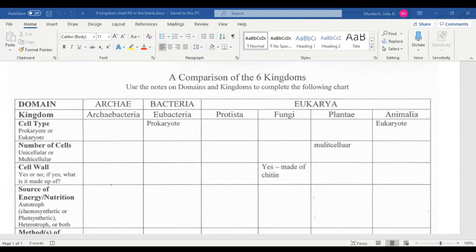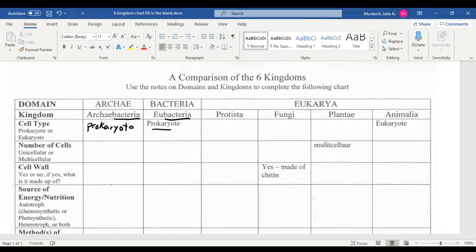So let's start with the kingdom of archaebacteria and eubacteria. What do you think those kingdoms have in common? They are both single-celled, and look at this. What does this tell you right here? They are both bacteria. They're just slightly different. Right, okay. So if they're both bacteria, if this one's a prokaryote, what will this one be? A prokaryote, that's it.